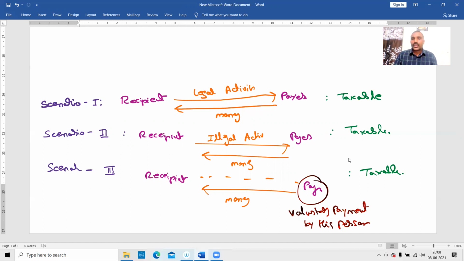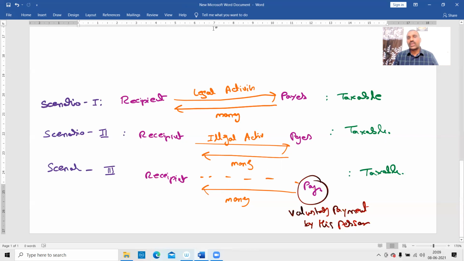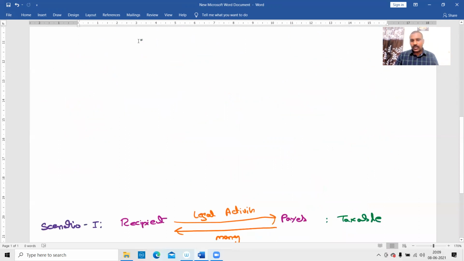Because there are 3 angles: what is done, what is received, and what we have done with what we have received. There are 3 pillars here. So what do these 3 pillars say?